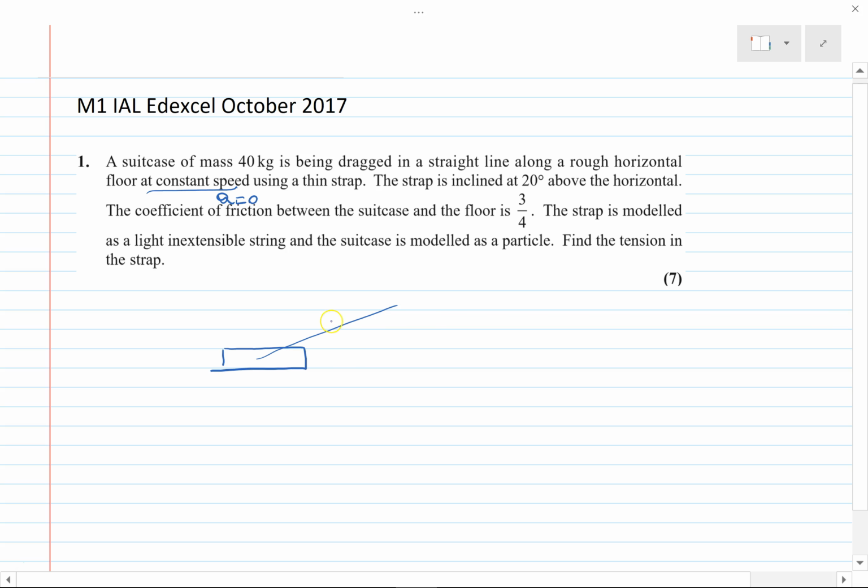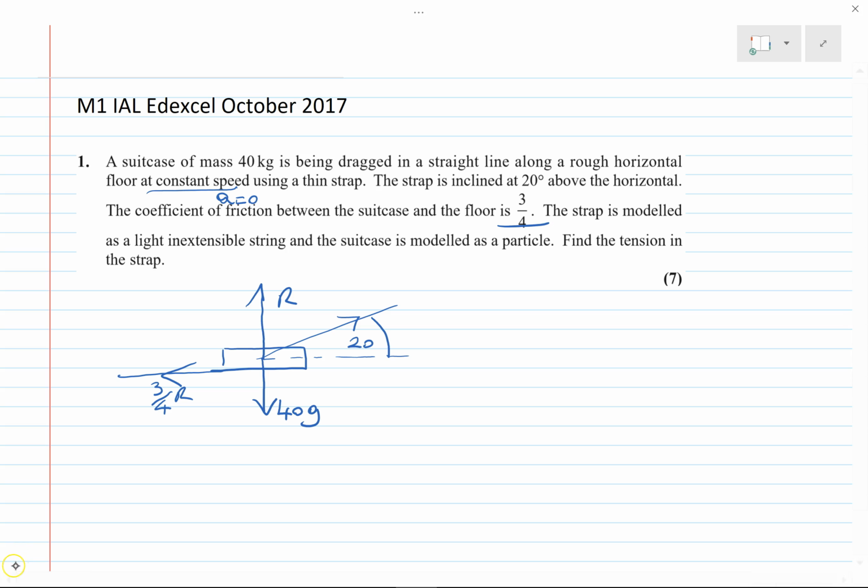So okay, we've got something being dragged along by a strap, and the tension in the strap is 20 degrees to the horizontal. Let's mark on the forces. There's a reaction force here, there's a weight, which is 40g, because it's 40 kilograms, and because it's moving, we know that F equals mu R, so we can say it's 3/4 R, because we're given that mu is 3/4.